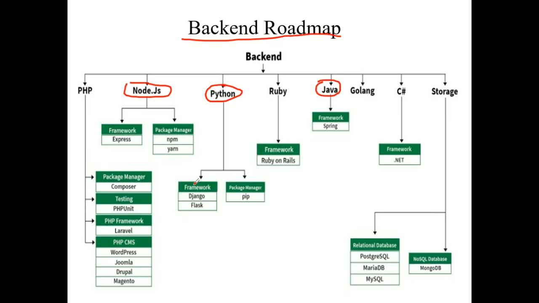Coming to the Python, if you are using it as a backend language, you are learning it, then the frameworks come like Django and Flask. Package manager will be pip. Pip installation happening when you're using the Python. Ruby. The framework is Ruby on Rails. Java. What is the framework? Spring you are using. Okay. Golang is also a programming language which you are not learning over here. Okay. C#. C# framework is .NET.